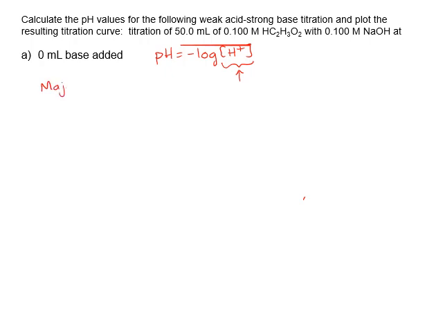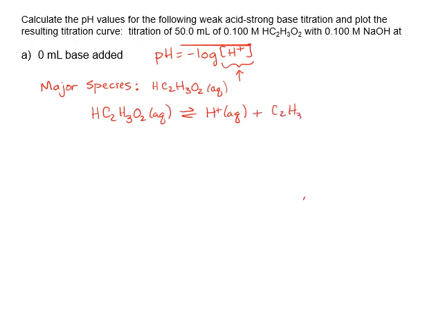What are the major species in our system? At the beginning, we only have our acetic acid solution. And of course, that's in water. We haven't added any base yet, so what we have now is just a solution of a weak acid. We know how to deal with these. A weak acid will dissociate in water to form the H+ ion and its conjugate base, in this case the acetate ion.